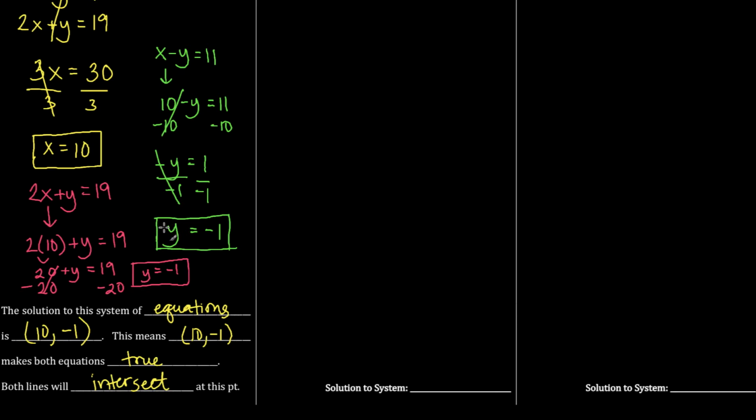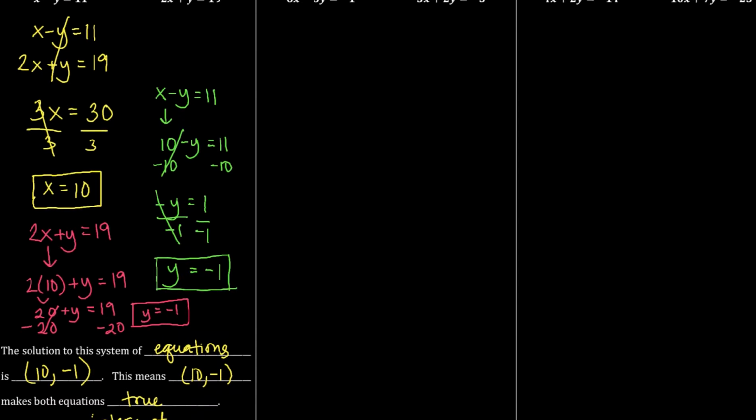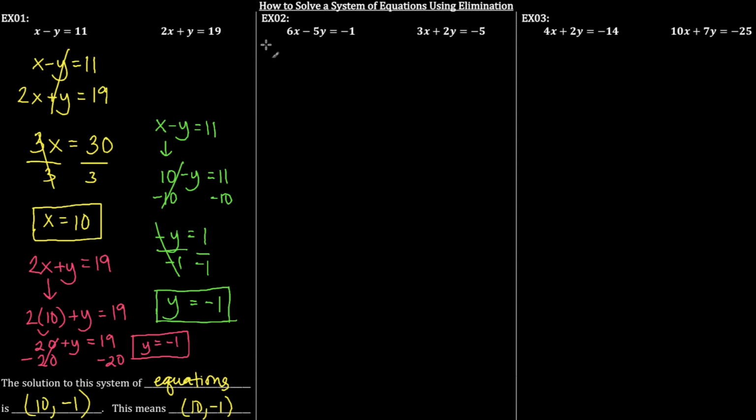Cool. Now, when we do the rest of these, once you know one, you don't have to plug it into both. You don't have to substitute 10 in for both of these equations. Just do one of them, because once again, you should get the same answer. If you want to, you can do it in both, but you don't have to. So let's look at example number 2. Our equations are 6x minus 5y equals negative 1 and 3x plus 2y equals negative 5.